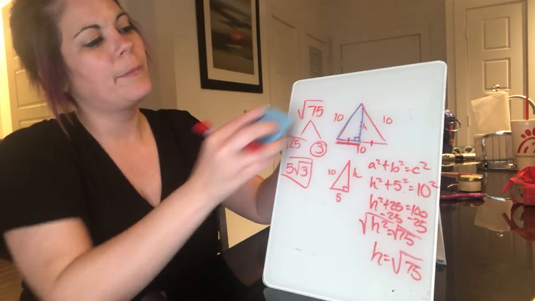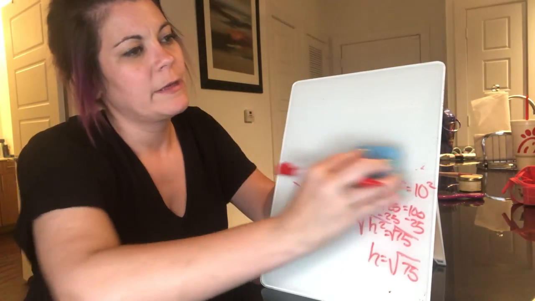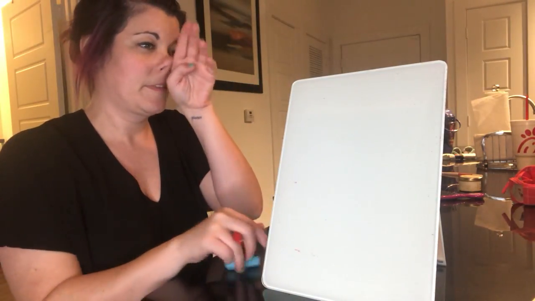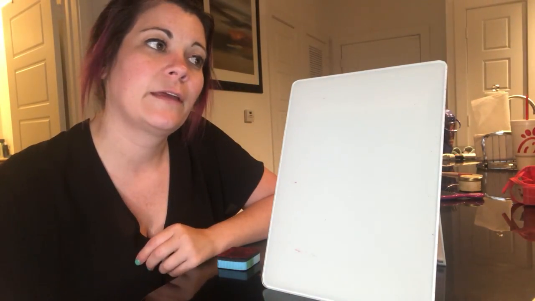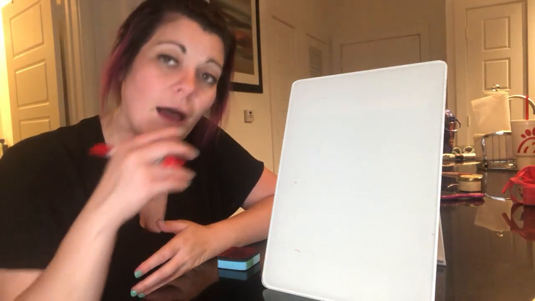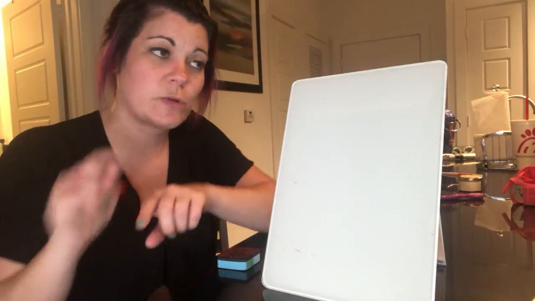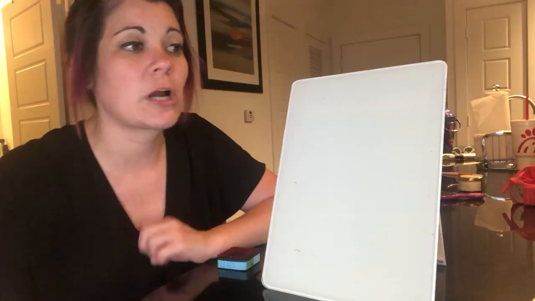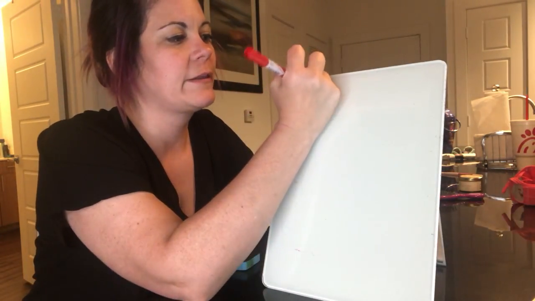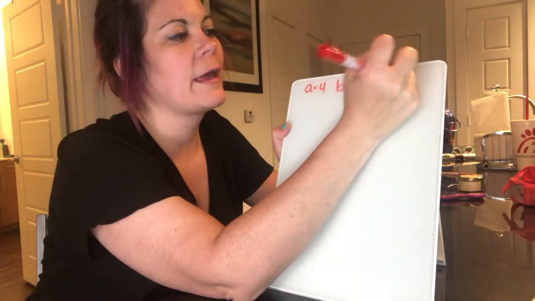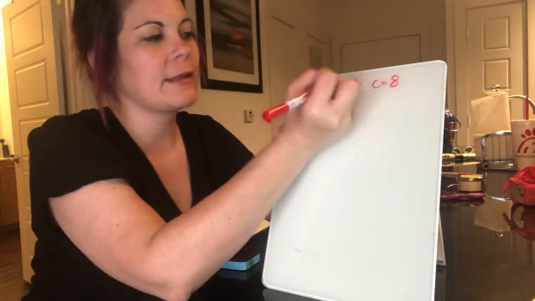We can also talk about the converse of the Pythagorean theorem. Remember, the Pythagorean theorem says if it is a right triangle, then a squared plus b squared equals c squared. So the converse of that, remember converse is when you switch it, would be if a squared plus b squared equals c squared, then it is a right triangle. So what you can do is you can be given lengths, and it will say, is this a right triangle? So you just test it out.